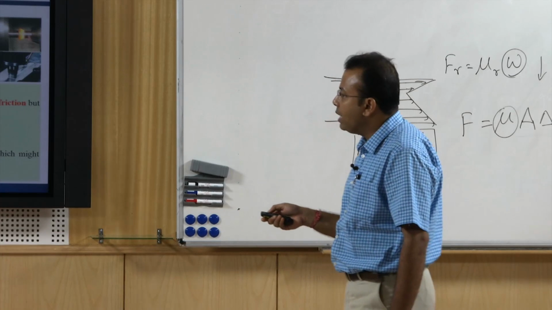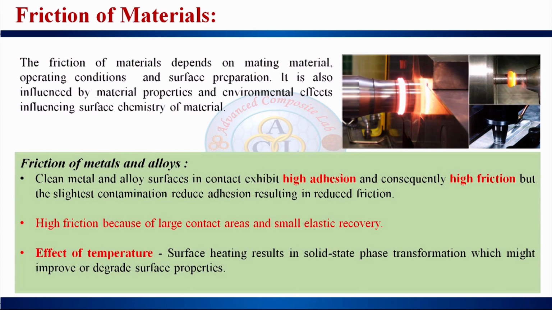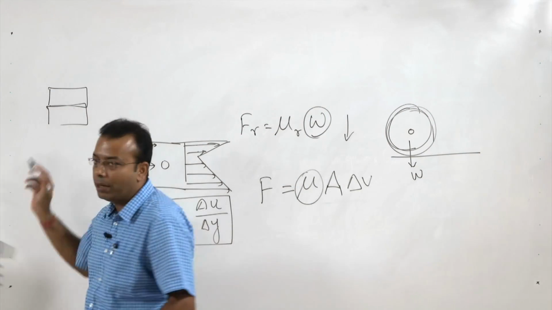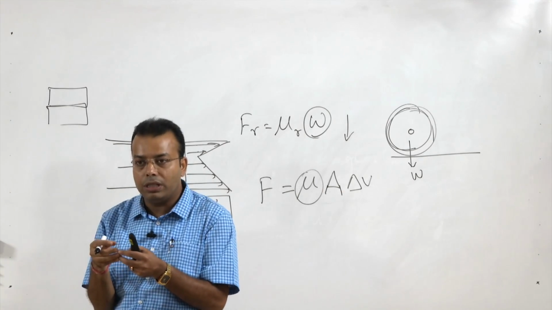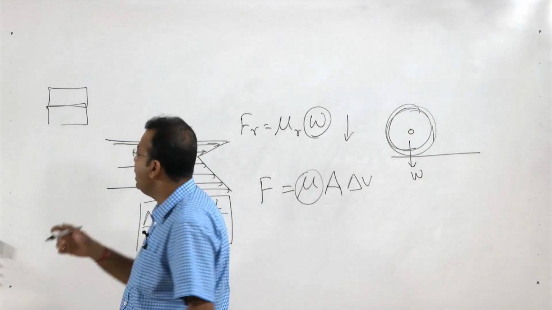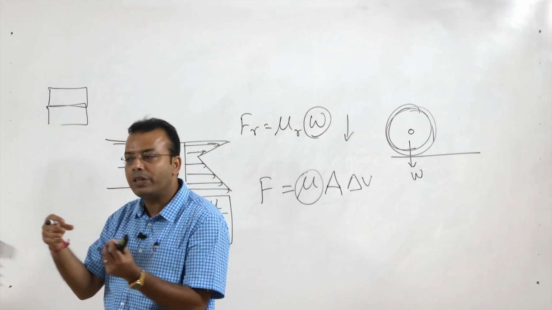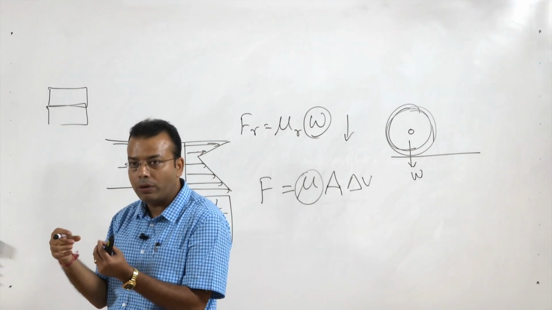Friction of metals and alloys: clean metal and alloy surfaces in contact exhibit high adhesion and consequently high friction, but the slightest contamination reduces adhesion, resulting in reduced friction. That means if I have two bodies and they are touching each other, the contact area between these two bodies is higher, then it is very difficult to detach them. That means the frictional force is more in this particular case.